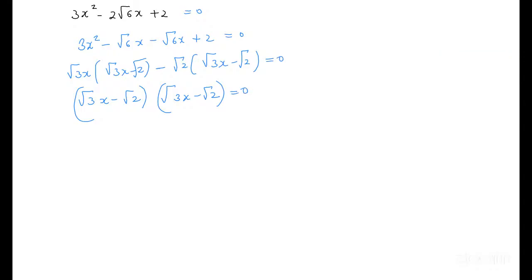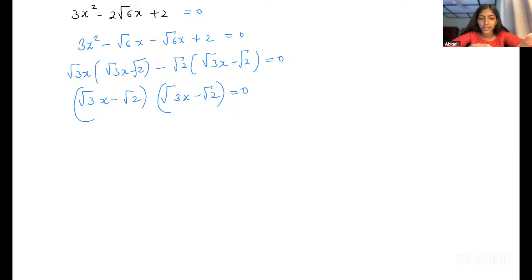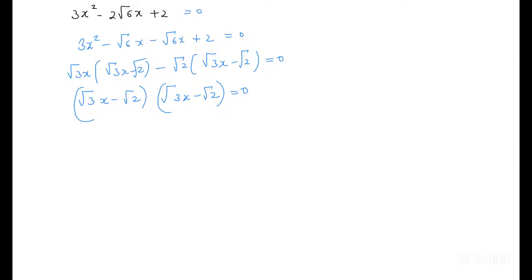So when I send root 2 to the other side, will it become plus root 2 or will it become minus? If you are sending minus root 2 to the right side, then that minus root 2 will become plus root 2. But if you are sending only root 2, it will become plus. So it depends on what you are sending. So root 2 is common in both root 6x and plus 2. So minus root 2 into root 3x and minus root 2 into minus root 2.